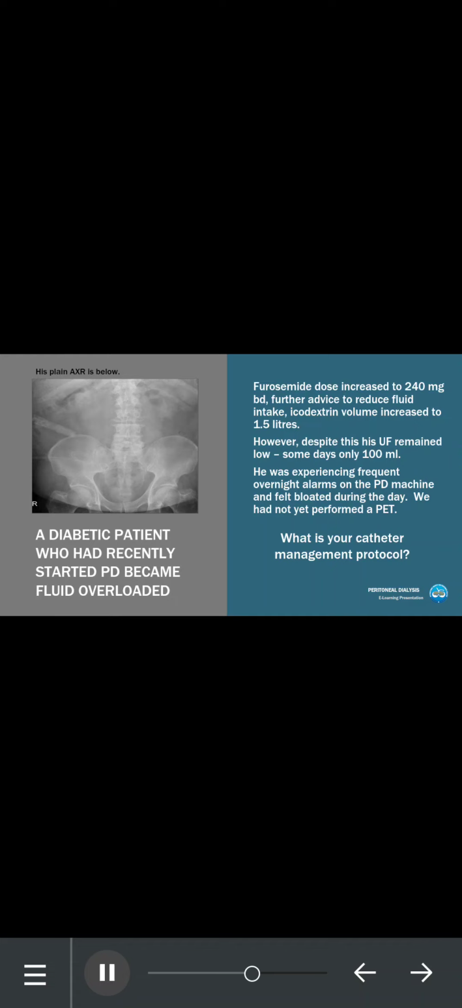Early on in the protocol is a plain abdominal film, and in this plain abdominal film you can see the coiled catheter out of the pelvis and sitting over the right pelvic rim. So there we are. On the right side of the pelvis, the coiled catheter is out of the pelvis.